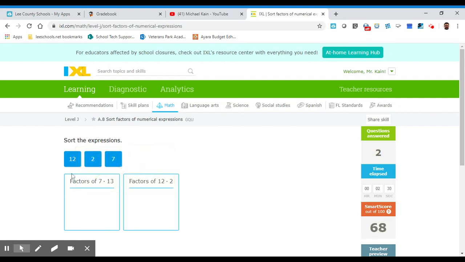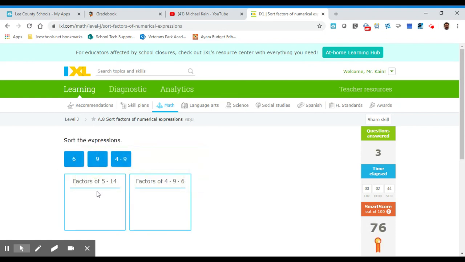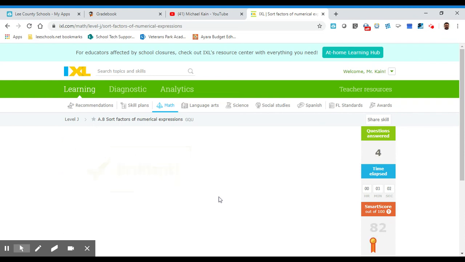Okay. Now 12, 2, and 7. Again, 7 is a factor here. So since it's a base factor, it's going to work. 2 is a base factor here, and 12 is a base factor here. Okay. So let's look at this one. Again, 6 is a factor, so it's going to match. 9 is a factor here. And 9 times 4 is 36. And since we can multiply 9 and 4 here to get 36, then this is also a base factor.